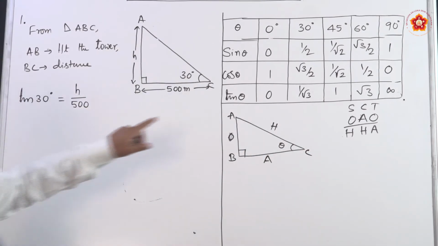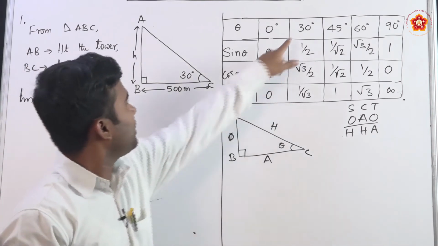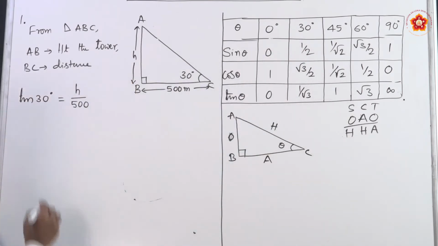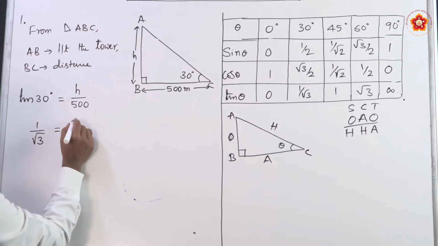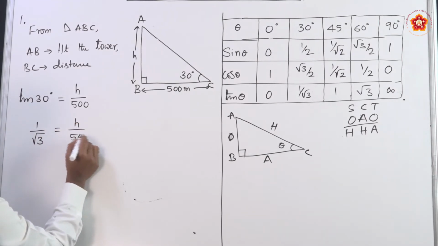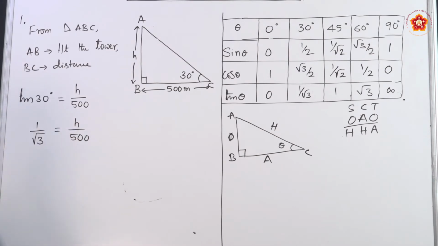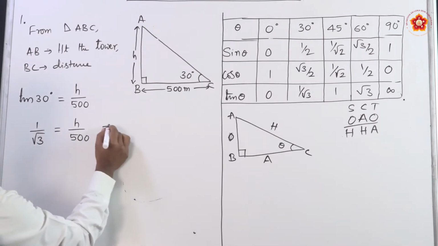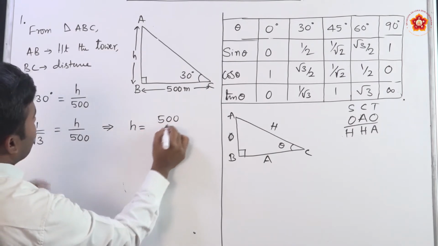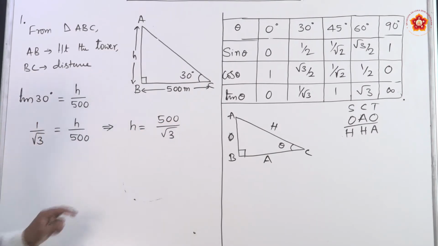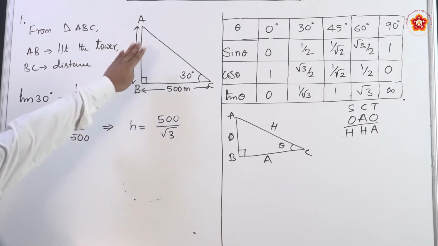Now, from the table we already defined tan 30 degree. What is tan 30 degree? That is 1 by root 3 equal to H by 500. So, now we want H here. What is H then? H is 500 by root 3. So, this is the height of the tower.